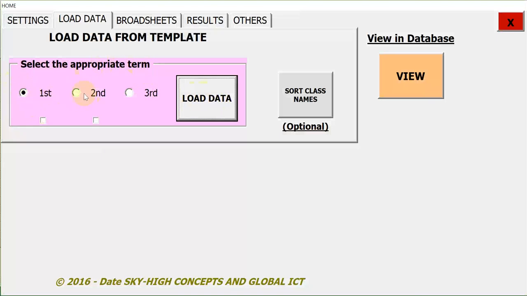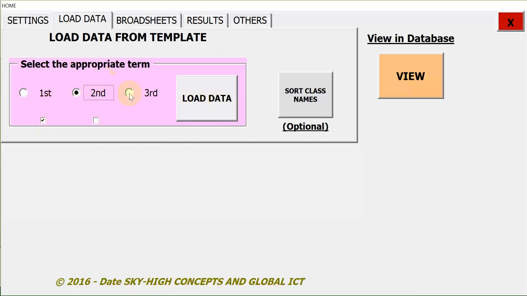So by second term, we check this second, click that, and then we can load the data. But once you click the second, you find that it ticks this under the first term because of the brought forward. So to load the second term data from the template, it also loads that of the first term, so that it can do the brought forward in the second term calculation based on what you have in the first term.